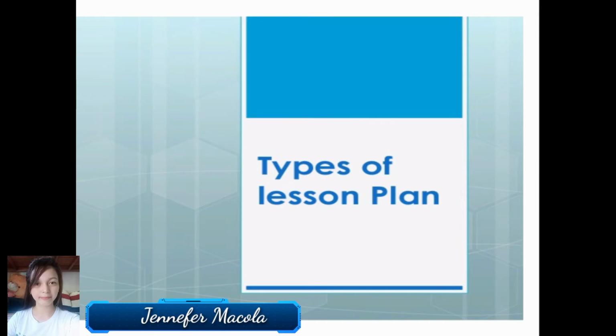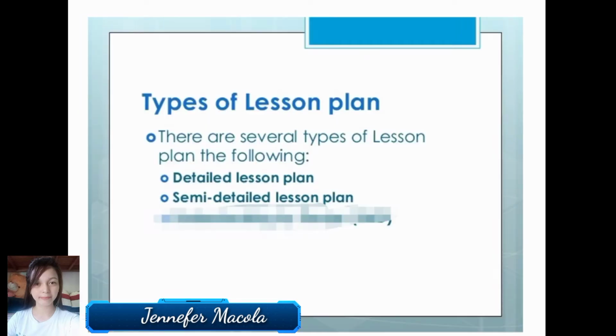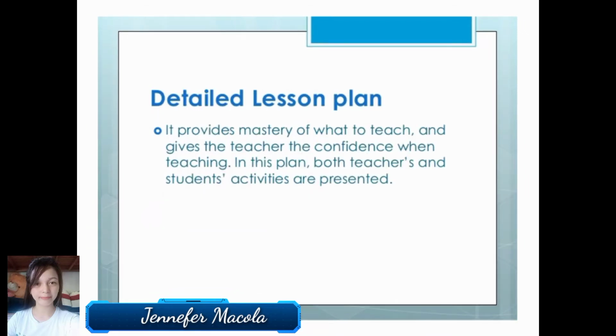My topic is all about types of lesson plan. There are several types of lesson plan. The following are detailed lesson plan and semi-detailed lesson plan. A detailed lesson plan provides mastery of what to teach and gives the teacher confidence when teaching. In this plan, both teacher and student activities are presented. A detailed lesson plan will give information in detail about a lesson.